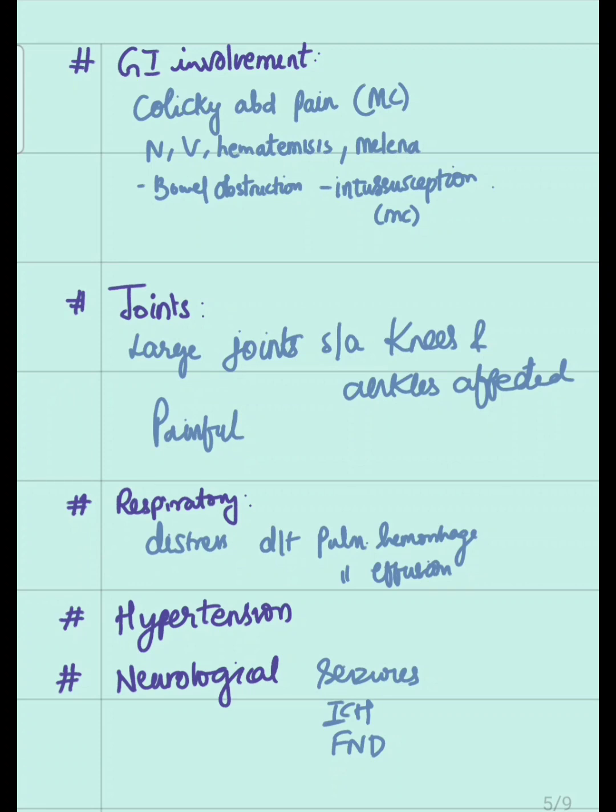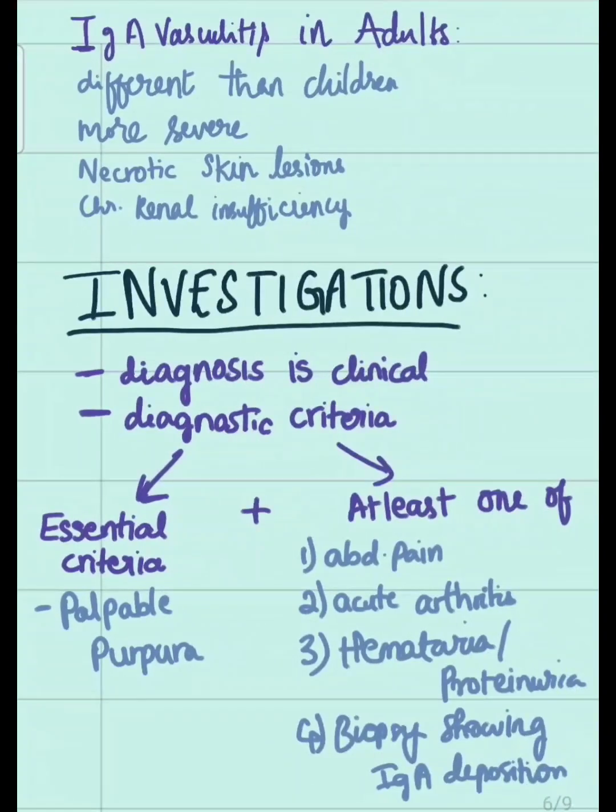Now, coming to the joint manifestation, it usually affects large joints such as knees and ankles. The arthritis is very painful and is also one of the criteria for diagnosing Henoch-Schönlein purpura. Next, coming to respiratory manifestations, due to diffuse alveolar hemorrhage, pulmonary hemorrhage, and effusion, there can be respiratory distress. Hypertension is another clinical feature, and neurological manifestations include seizures, intracranial hemorrhage, and focal neurological deficit.